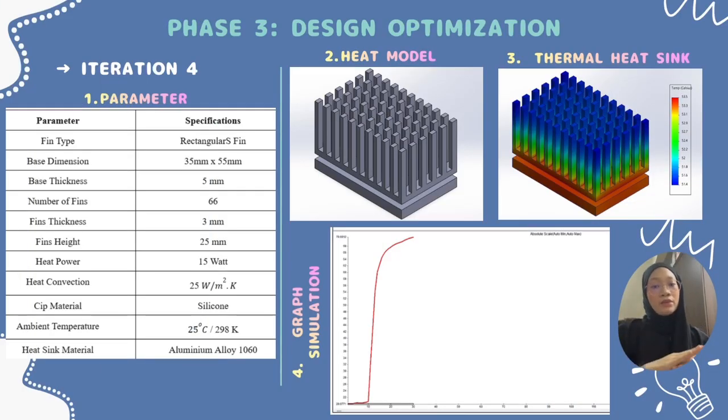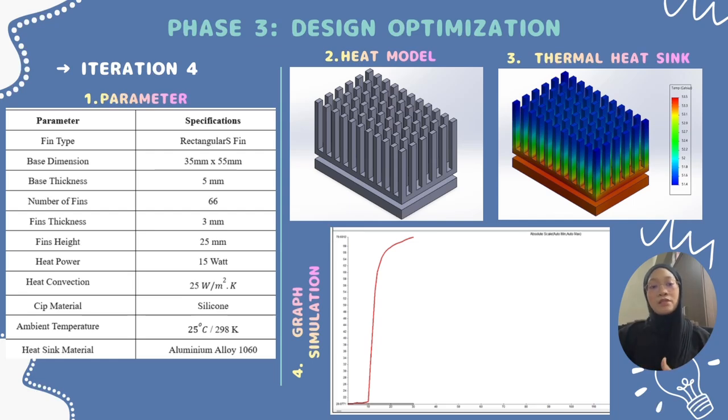In this iteration, we're focusing on the heat sink simulation again, but the type is different. In this iteration, the heatsink design was modified by increasing the number of fins and adjusting the base dimension and fin height, as shown in the parameter table that I have conducted here, where the simulation was conducted with a heat input of 15 watts and an ambient temperature of 25 degrees Celsius.